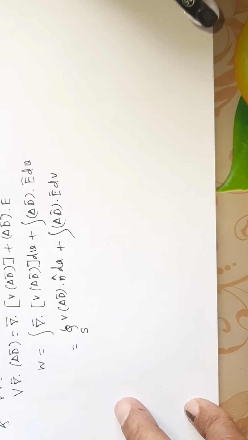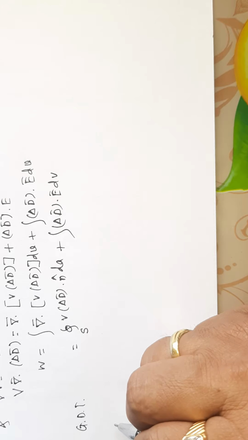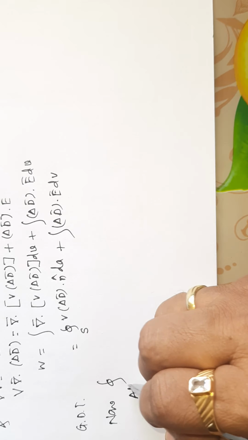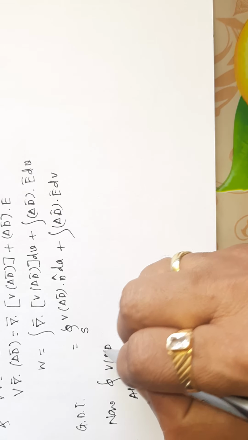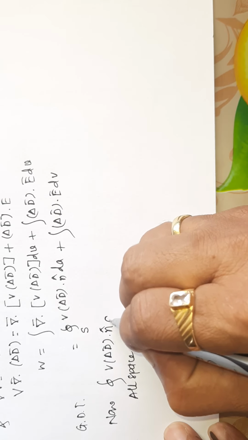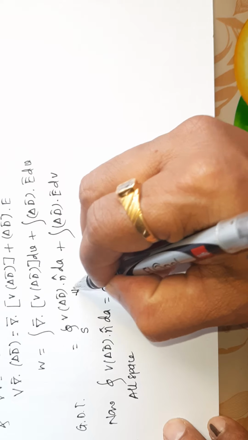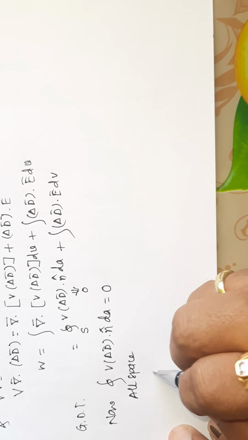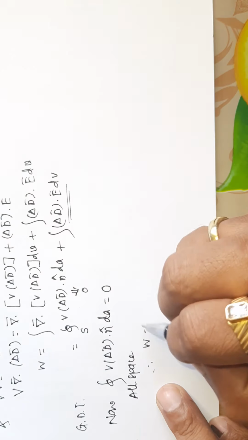Now applying the Gauss divergence theorem, for a closed surface integral over all space, the integral of V delta D dot n cap dA is equal to 0. This first term is 0 when we consider the closed surface for all space. Therefore the equation remaining for all space is only the second term.